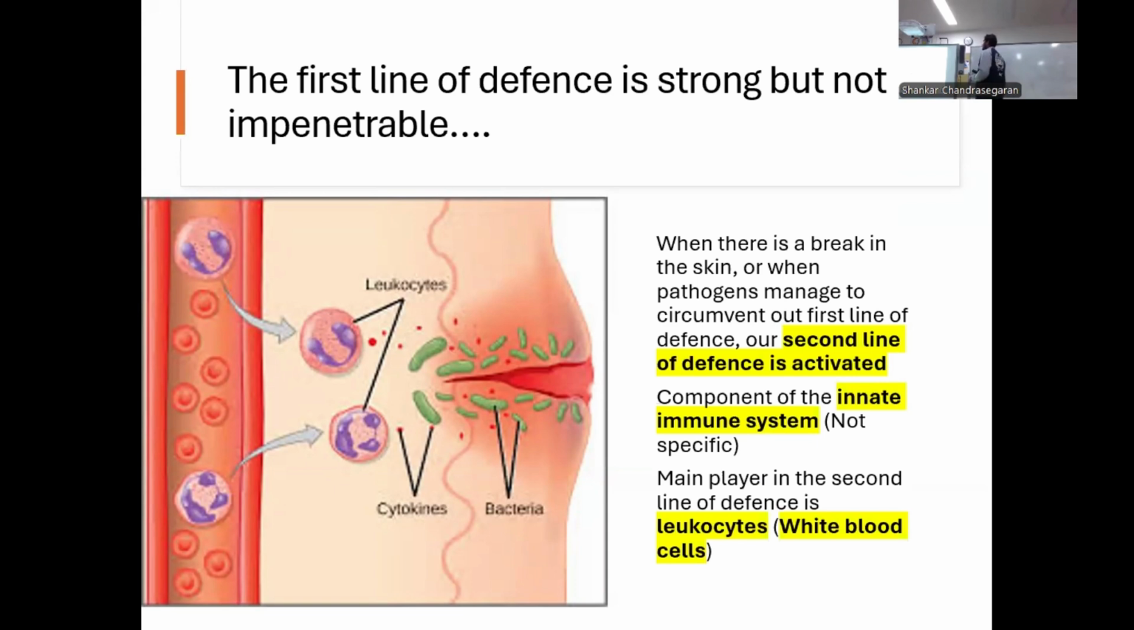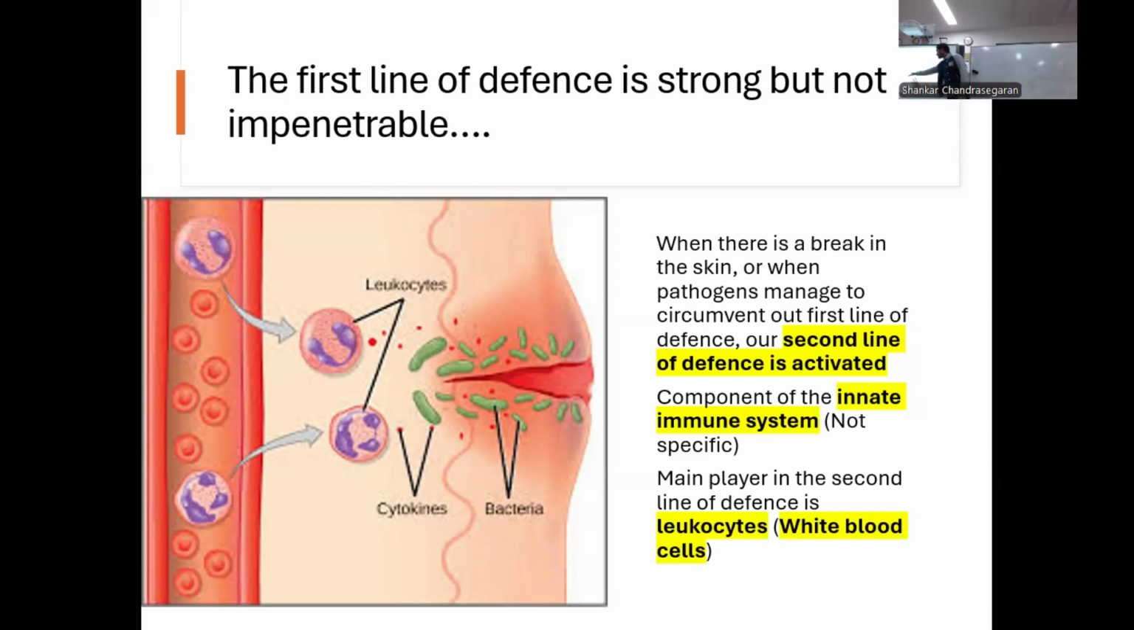So let's start off with talking about the first line of defense. Like I said, the main purpose of the first line of defense is to prevent pathogens from getting a foothold in your body. But that can always be broken if you get a cut or a wound, or you are getting exposed to a lot of microorganisms. Somehow or other, they will get a foothold, right? The second line of defense is going to get activated as soon as that happens.